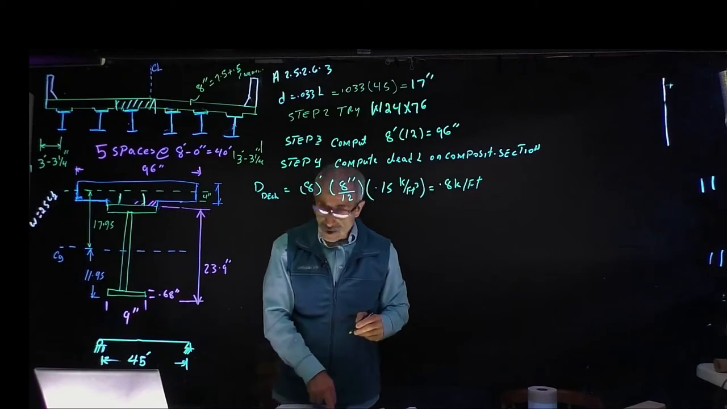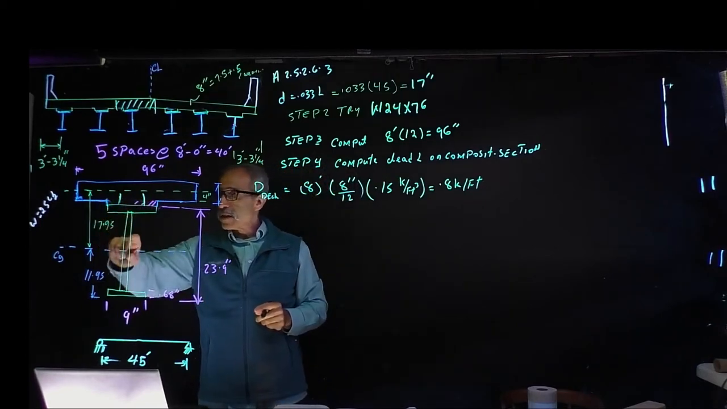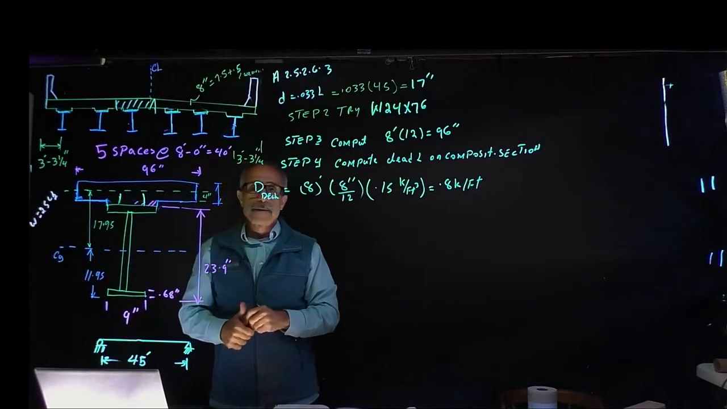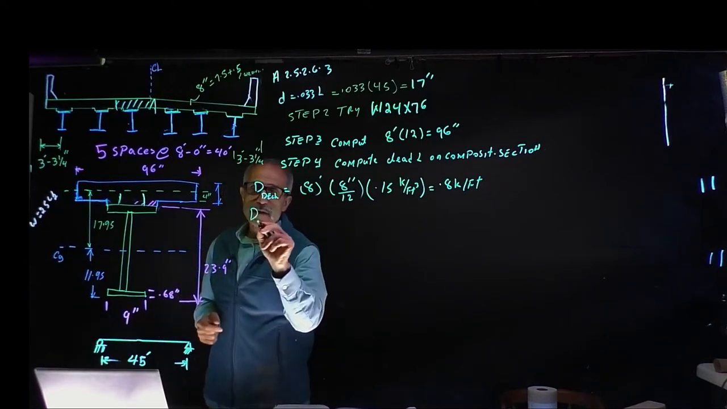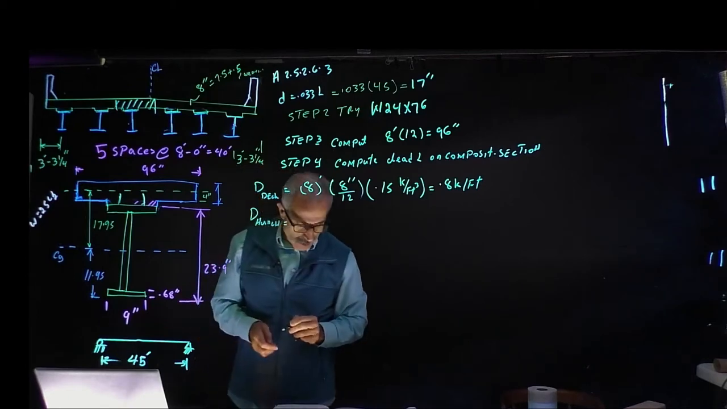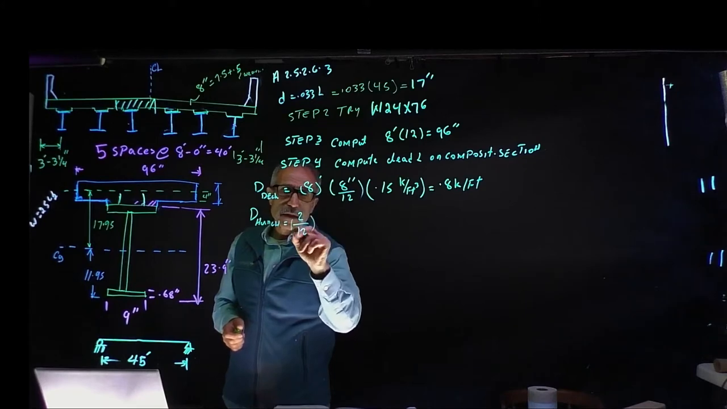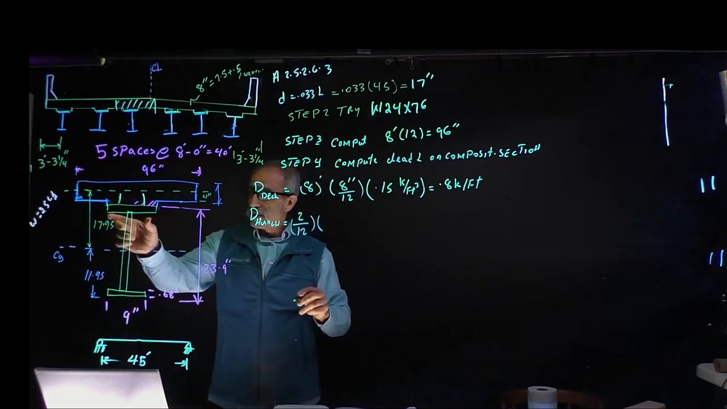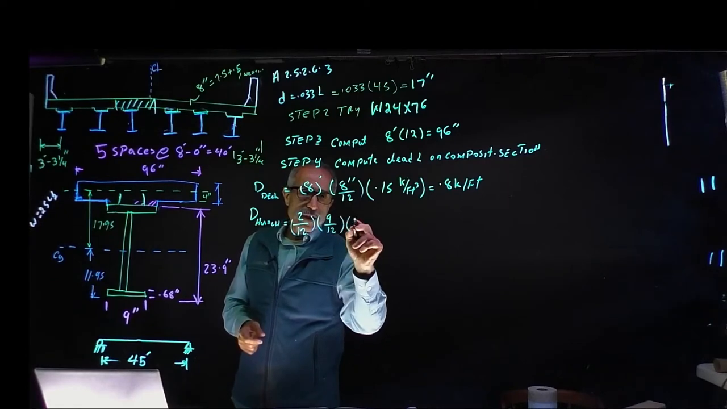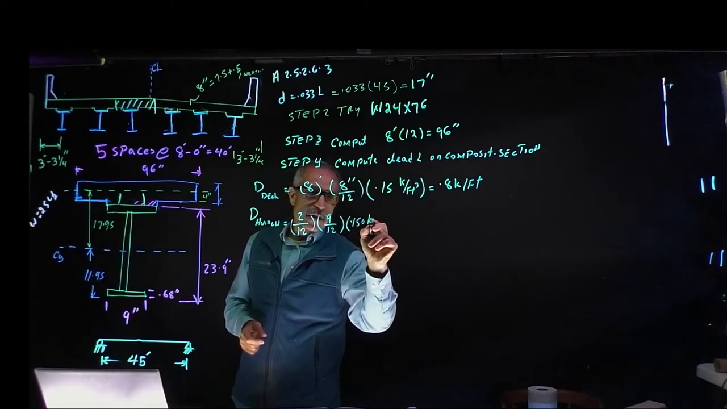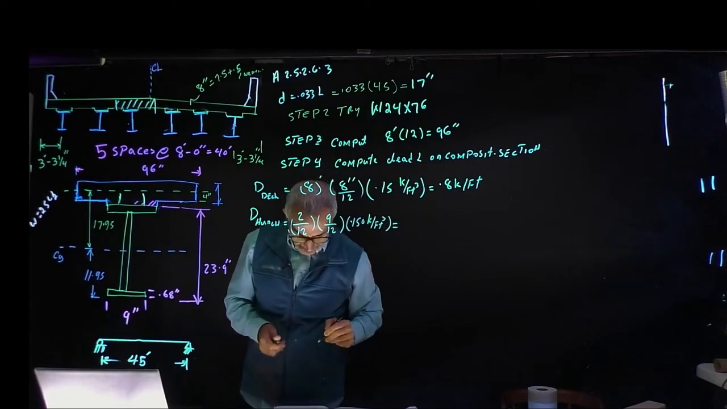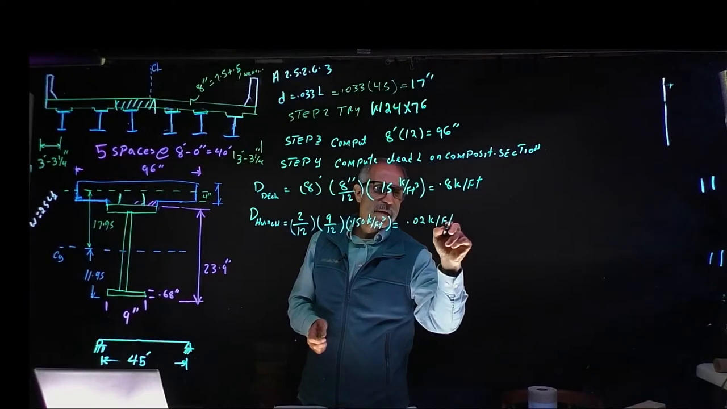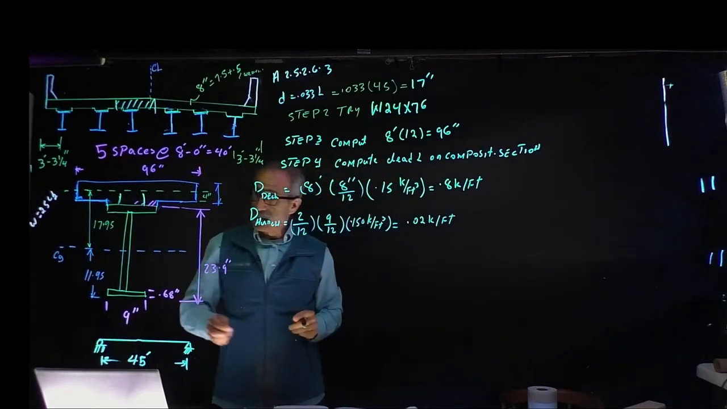All right, now we're going to find out the haunch. The haunch is about 2 inches right here. I didn't write it down. So the haunch is about 2 inches, and that distance is 2 inches. So we're going to find the D haunch. That's going to be 2 inches divided by 12, multiplied by the beam flange right here, based on the information we have, which is 9 inches, so times 9 divided by 12. Then that's 150 pound concrete, which is 0.15 kip per cubic foot. That should give me 0.02 kip per foot.